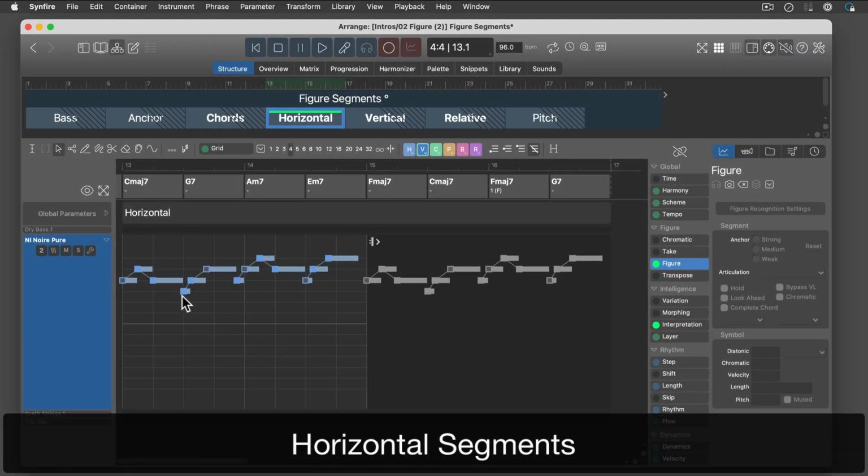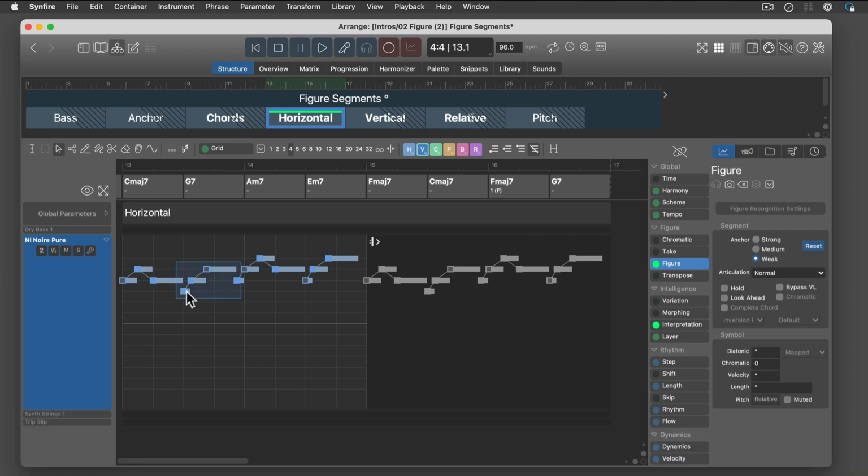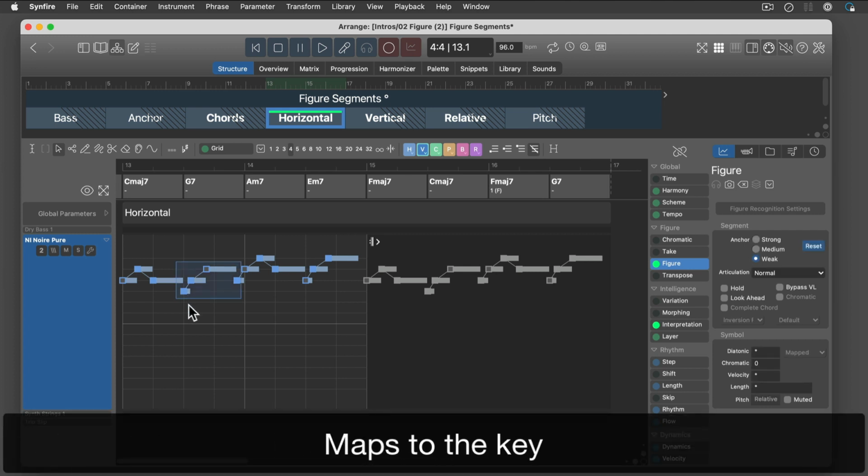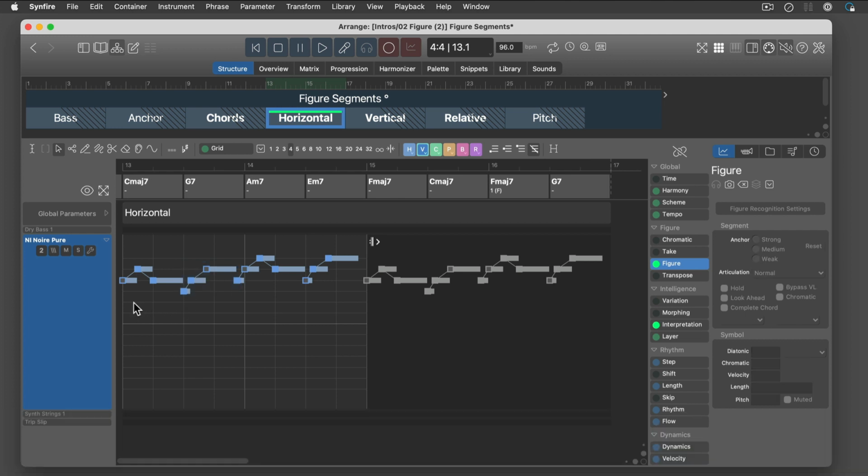The horizontal symbol maps to the horizontal scale, which many musicians simply call the key. The zero line denotes the root note of the key. This symbol is best for melodies.